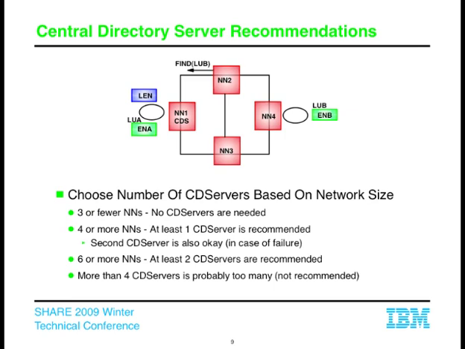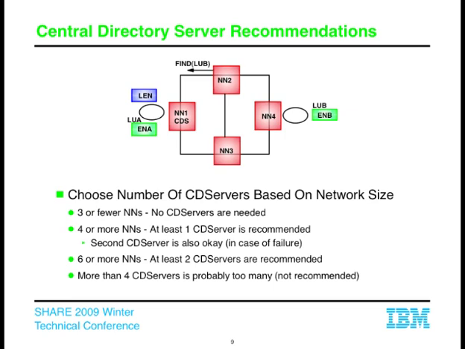All right, so I recommend that customers choose the number of central directory servers based on the network size, and by that I mean the number of network nodes in their network. If you have 3 or fewer network nodes, then I just don't think a central directory server is really needed. And that's because a broadcast search to 2 adjacent nodes is almost as fast as a directed search. If you've got 4 or more network nodes, then I would probably recommend at least 1 central directory server.